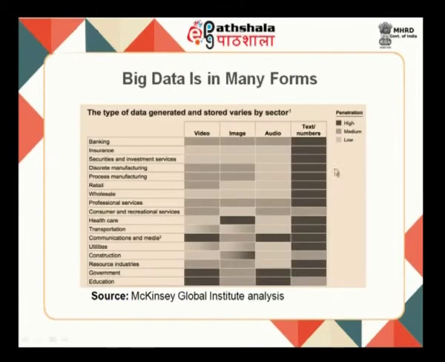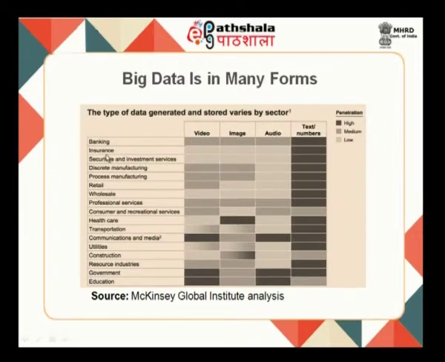Now, let us take few examples and domains where we can find many forms of big data. Let us take banking domain. In banking domain we have data in the form of video, image, audio as well as text. The shades over here highlight what is the volume of the particular type of data. For example, in banking, text or numbers is darkly shaded, meaning text or numbers is available in large in a banking domain. Next comes video, image and audio, since they have the same shade.